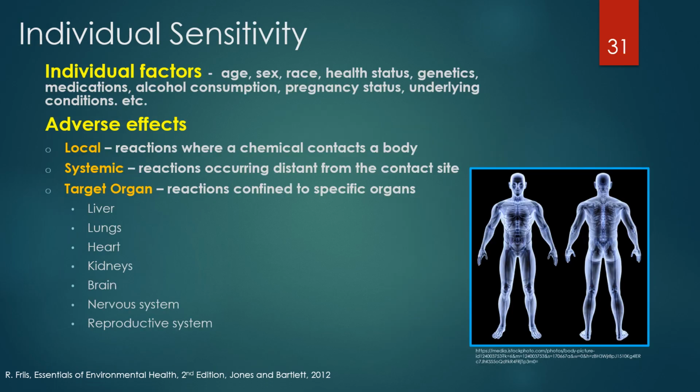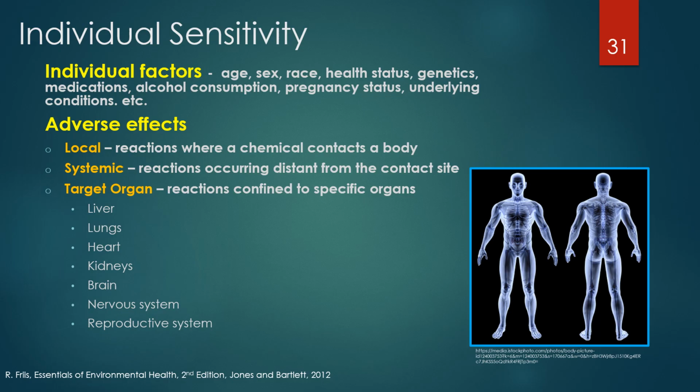The responses of individuals to toxic substances can vary greatly. Factors associated with individual responses include age, sex, race, health status, genetics, medications, alcohol consumption, pregnancy status, underlying conditions, etc. For example, an individual with allergies may have a life-threatening anaphylactic reaction to the venom of a bee sting. Some individuals, when first exposed to a substance, become immunologically sensitized to it and can have a severe allergic reaction to a subsequent exposure.